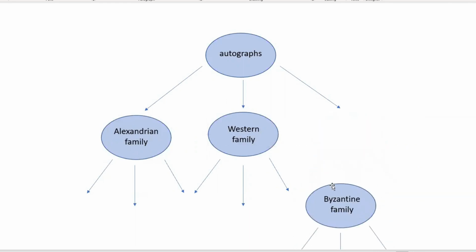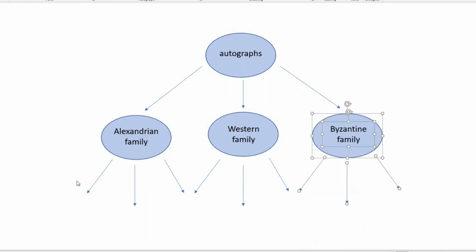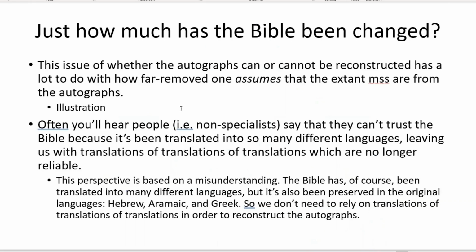Usually they say that these came much later. So you have the Alexandrian and the Western families being the earliest, maybe the Western being second, Alexandrian being first, and then seeing how all of these traditions branched off into other traditions. Okay, so that's kind of their perspective.